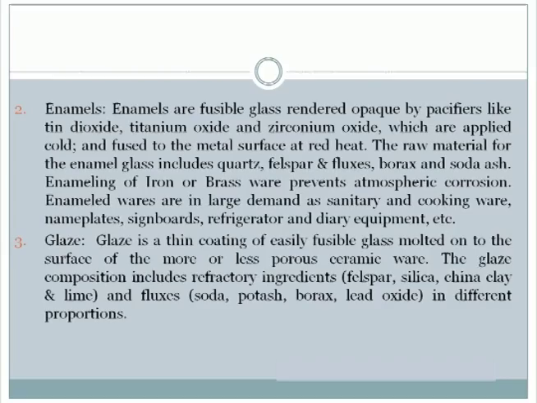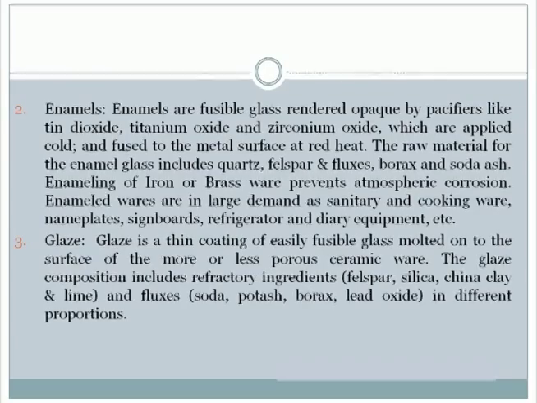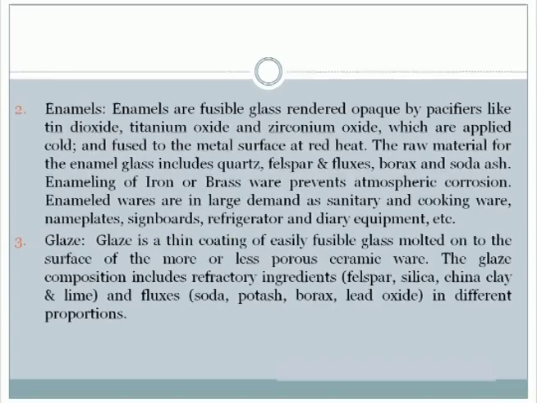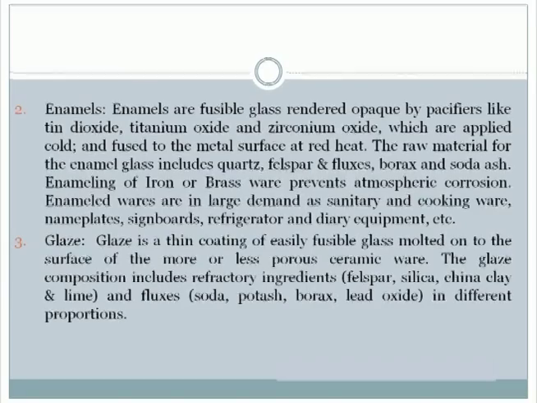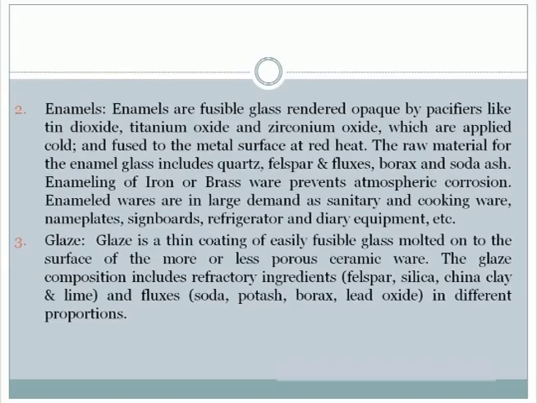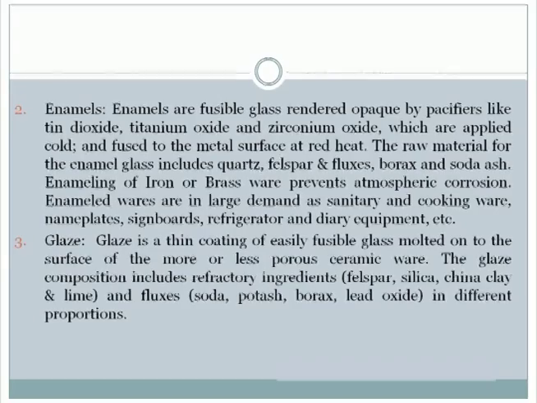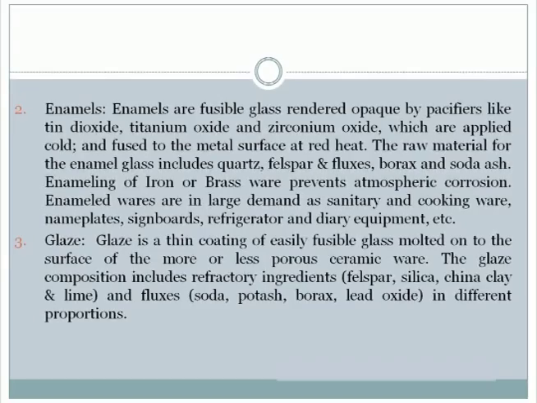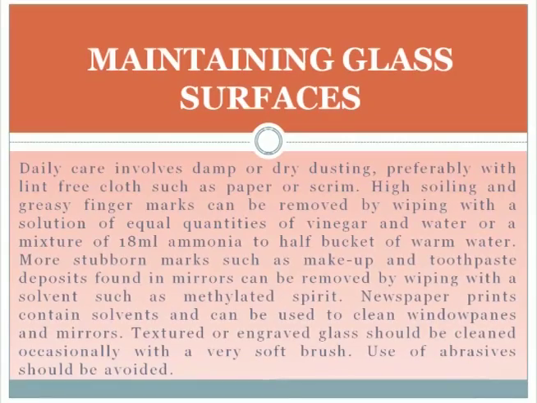Glaze. Glaze is a thin coating of easily fusible glass molded onto the surface of the more or less porous ceramic ware. The glaze composition includes refractory ingredients feldspar, silica, china clay, and lime, and fluxes, soda, potash, borax, lead oxide in different proportions. Now, let's talk about maintaining the glass surfaces.